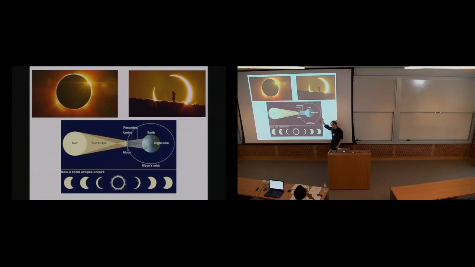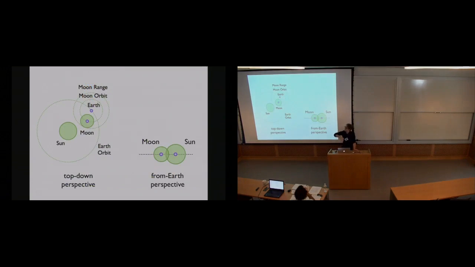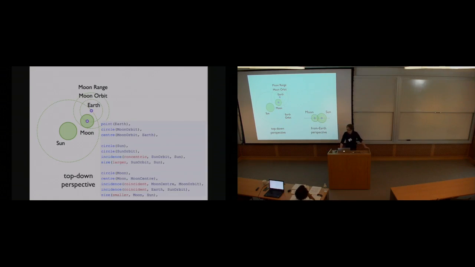When people are trying to explain these concepts, they often draw diagrams like this, which are very qualitative, right? There's no scale involved, nothing like that, but there's certain qualitative relationships that are key to communicate this topic. And so we could then express these diagrams, just isolate those qualitative spatial relationships, define these diagrams, like a top-down perspective of our solar system and a from-Earth perspective, define qualitative relationships that connect these two diagrams so that we can manipulate this one and see this other diagram moving around. That works pretty well. Okay, it looks something like this. So we have our points and circles, and we say that the center of the moon orbit is the Earth, and so on.